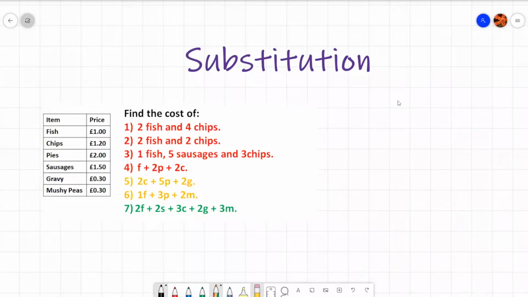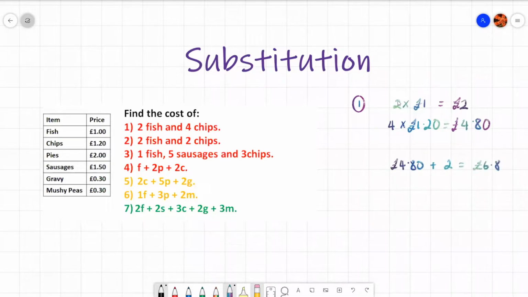So first one, it says find the cost of 2 fish and 4 chips. Obviously that's pretty simple and straightforward, isn't it? 2 fish is 2 times £1, which is £2, and then 4 chips, which is 4 times £1.20. It's up to you how you want to do that, either in a calculator or grid method or whatever method you wish. So total, I'm going to add that up now. £4.80 add £2 is £6.80.